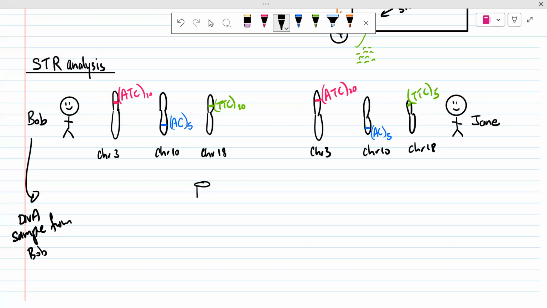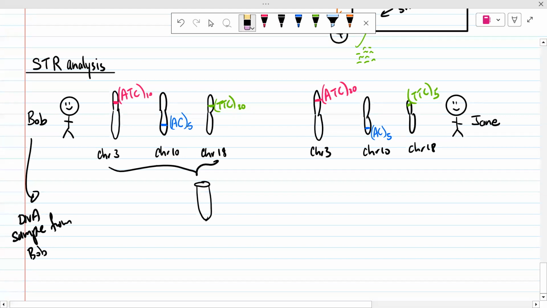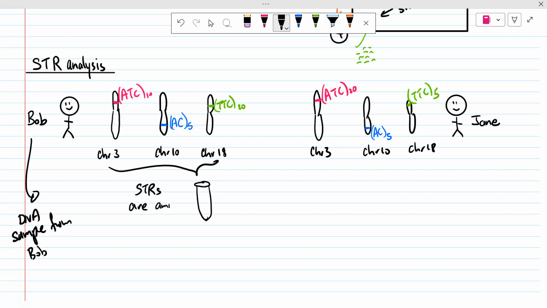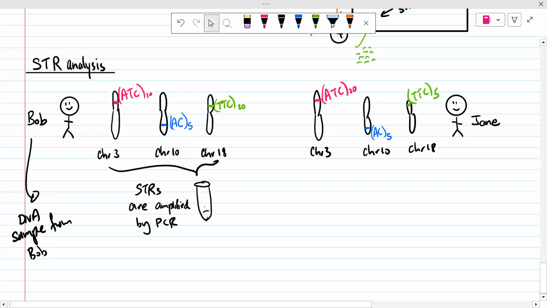Okay, so we're gonna have Bob's sample here. This is from Bob, and it's gonna be amplified. So STRs are amplified by PCR. Within this tube, you're gonna have a bunch of green DNA, so to speak. Of course, they're not colored in real life. This is solely for the purpose of visualization. You have some blue ones and you have some red ones.